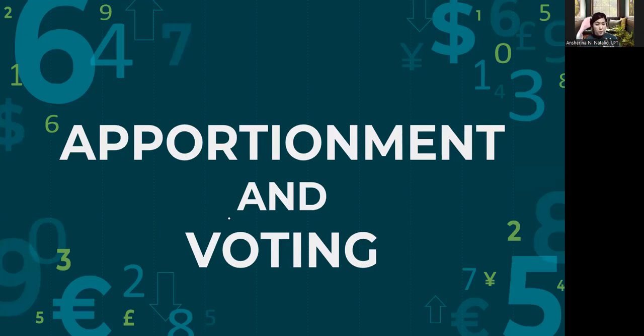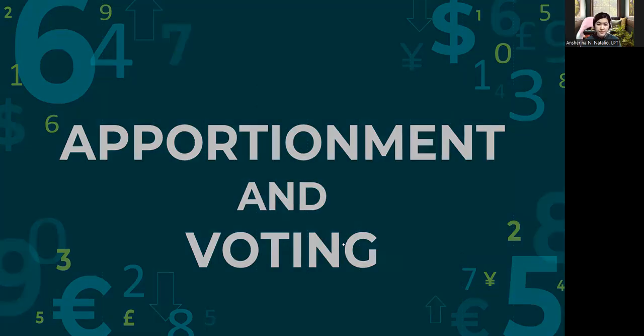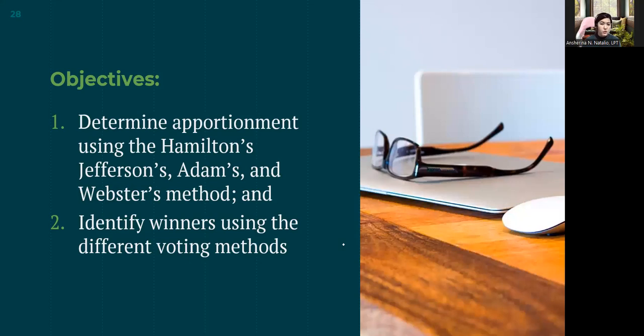So we will talk about apportionment and voting, but most likely we'll just go to apportionment. Okay? So I want you to determine apportionment using Hamilton's, Jefferson's, Adams, and Webster's method. Makikilala niyo itong apat na to mamaya. Number two is to identify winners using different voting methods. If the time permits, then we would be able to have voting methods. If not, then I'll just be giving some references.